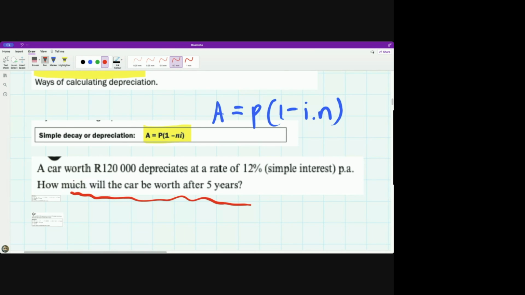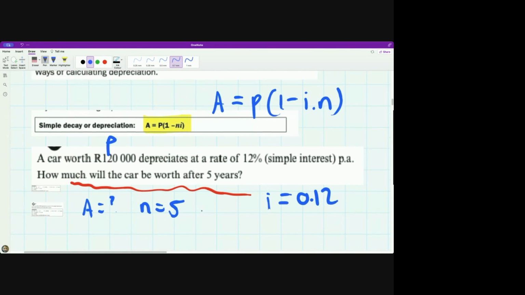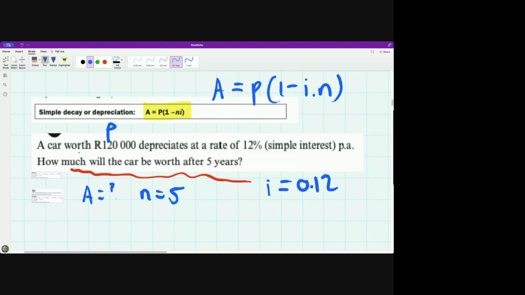Now, a car worth 120,000, is that going to be the A value or the P value? What do we think? I think that this is actually going to be the P value because that's what you start with. The A value is what I need to get in the end. The I value is 0.12, and the N value is 5. So how much will that be worth after 5 years? What do we think?